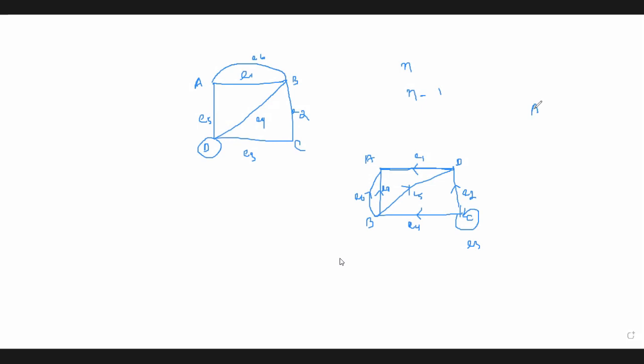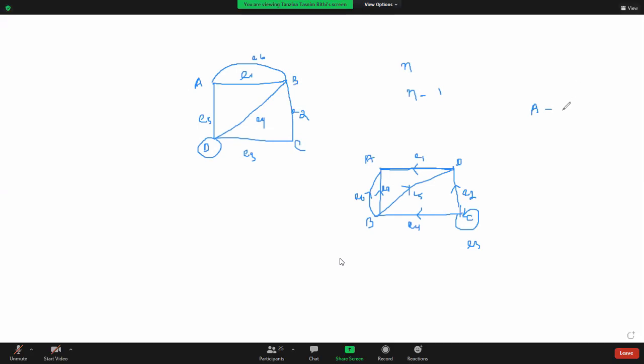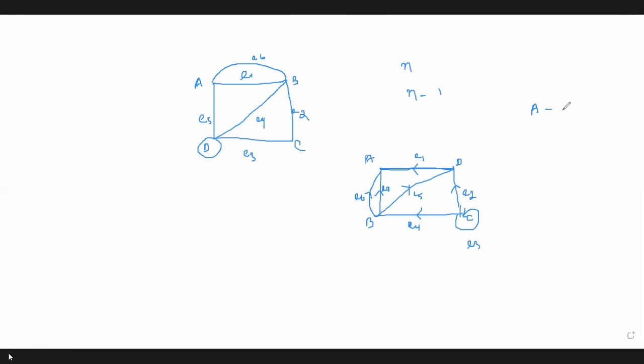For A, how many adjacent nodes are here? For this node A, the number of adjacent nodes is 0. The node A doesn't have any adjacent node, isn't it? Look at the graph. Is there any edge which started from A? No, ma'am. So that means for A, there are no adjacent nodes.